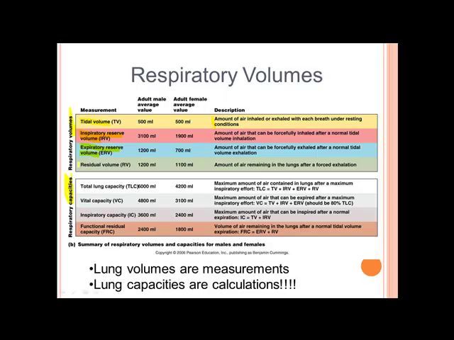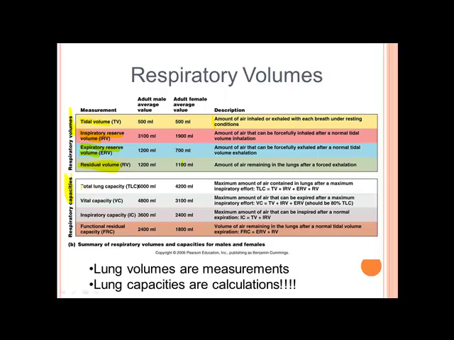And then the last one's your residual volume. This is the amount of air left in the lungs after you have depleted your expiratory reserve. So if you've blown all of the air out of your lungs as much as you can, this is how much air is left. It's usually about 1,200 mLs in males and 1,100 in females. So that's pretty close.